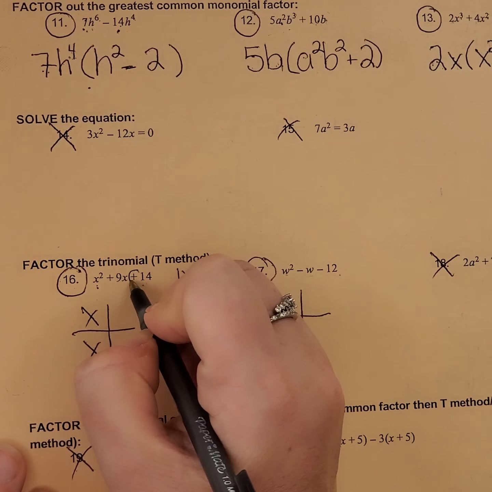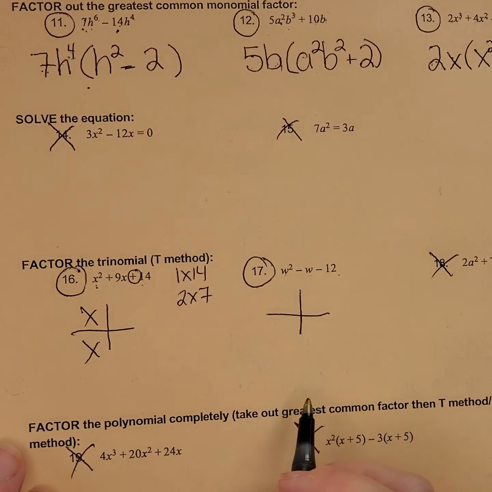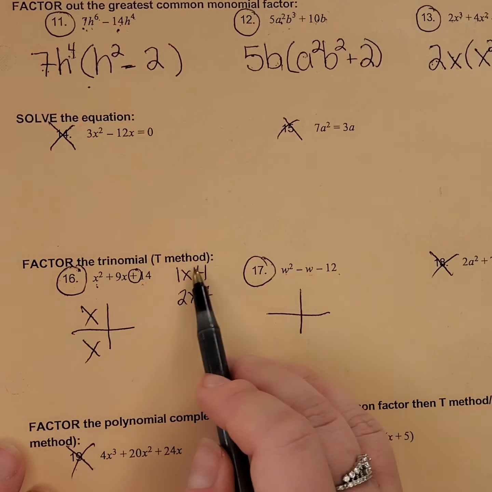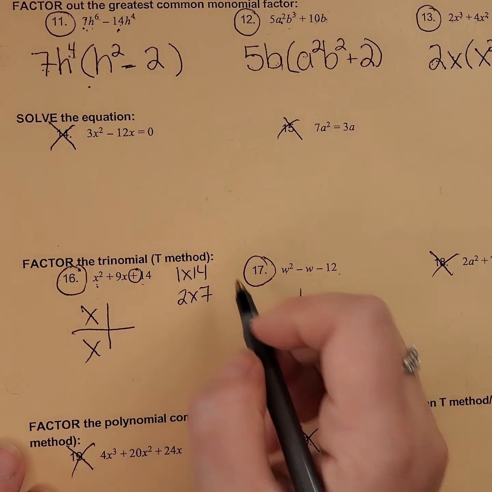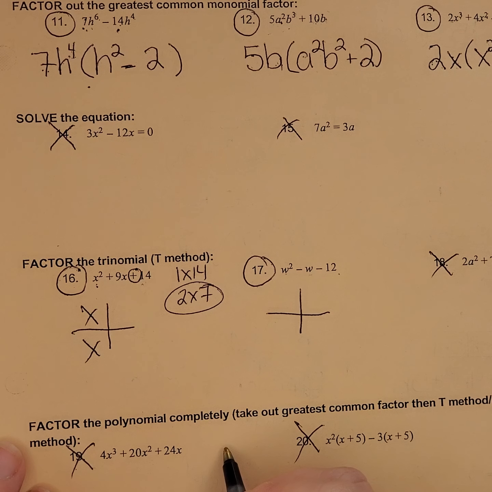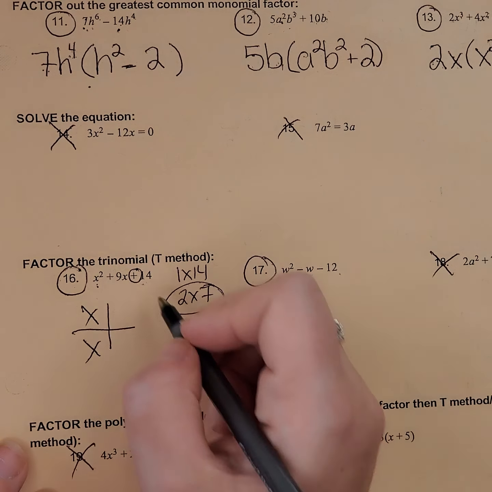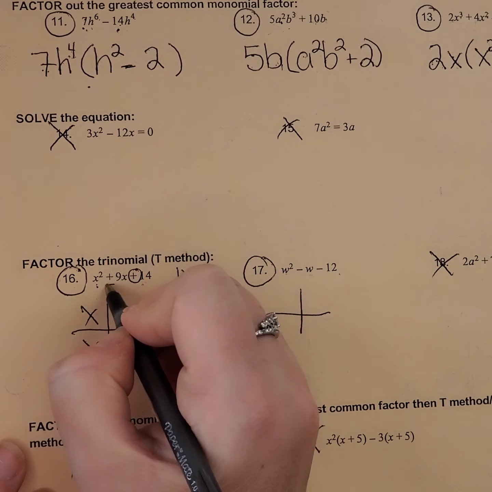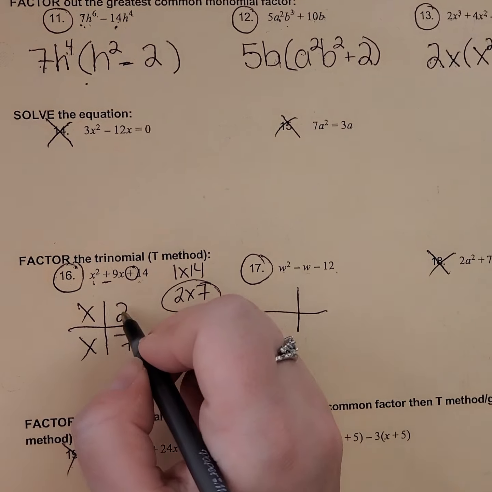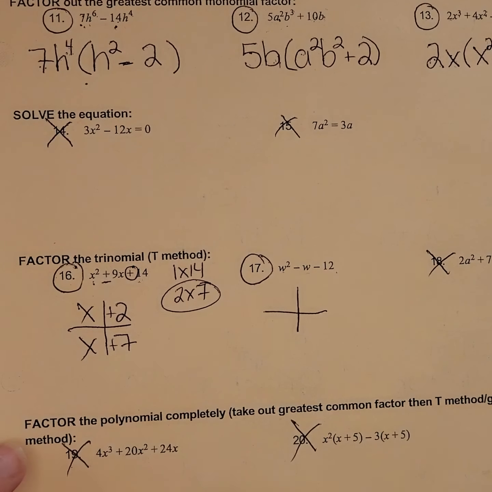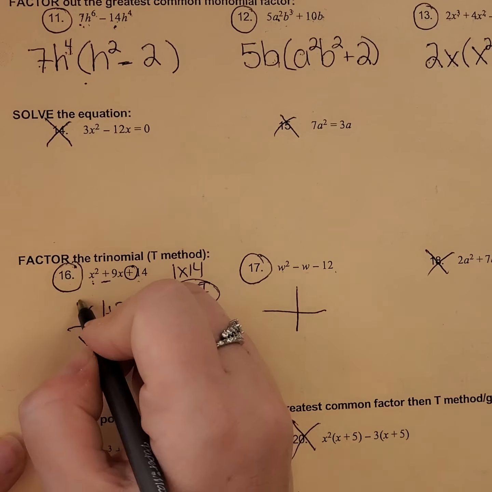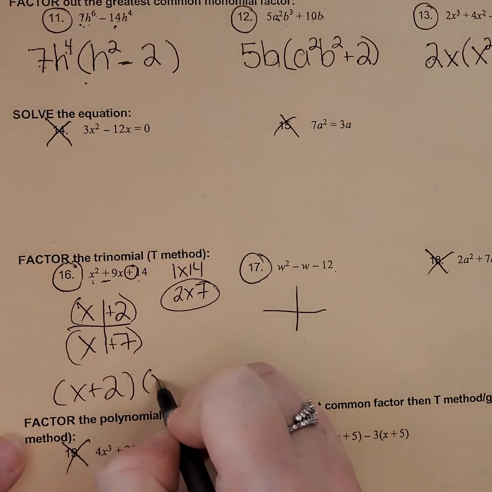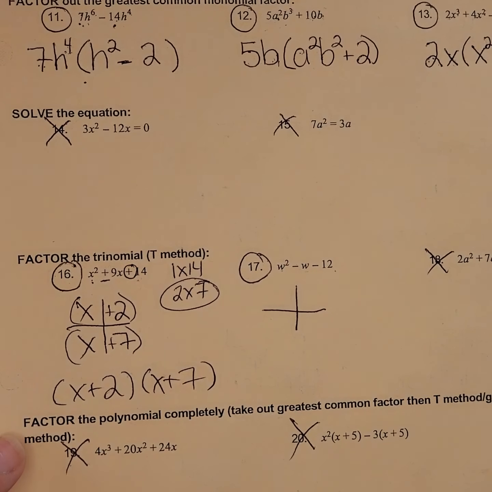Now I look, and this tells me whether I want those numbers to add or subtract. So I'm going to add those numbers to make 9. Well, which ones add to make 9? Well, 2 times 7 is 14, but 2 plus 7 is 9. So 2 plus 7 makes 9, and I need it to be a positive 9. So I need them both to be positive to make a positive 9. And now your answer is just the top and the bottom. So x plus 2 in parentheses and x plus 7 in parentheses.